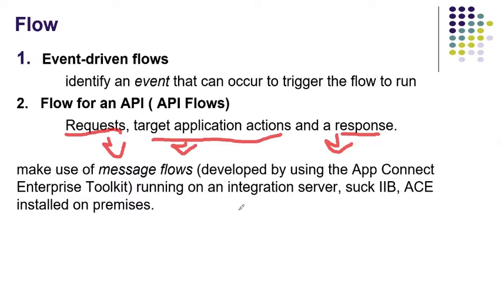Let's take for example, you have developed your flows in your IBM App Connect designer. Now you need to deploy the flows in your integration server. So when you're deploying your flows in your integration server, which are authored in IBM App Connect designer, the first thing you need to do is export this event-driven flow or your API flow as a bar file. That is the first step you need to do.